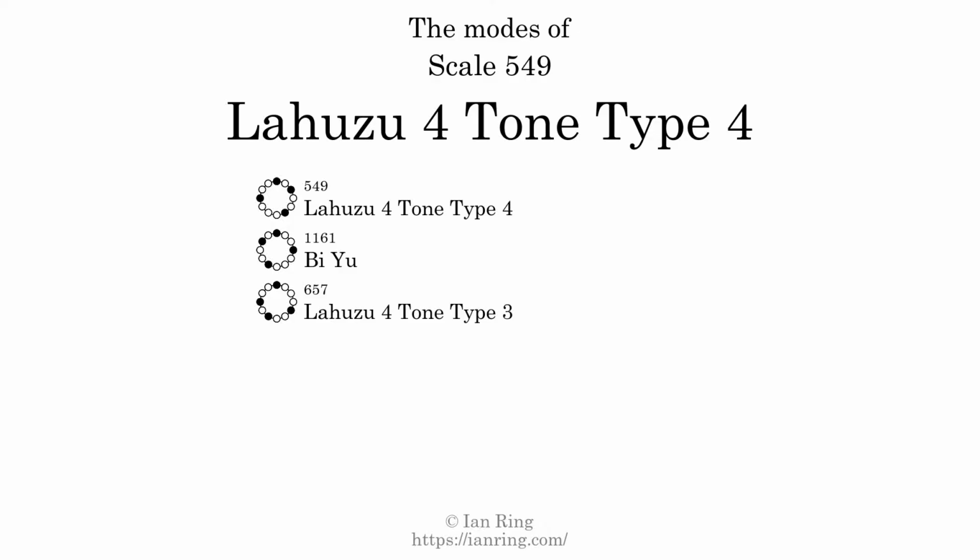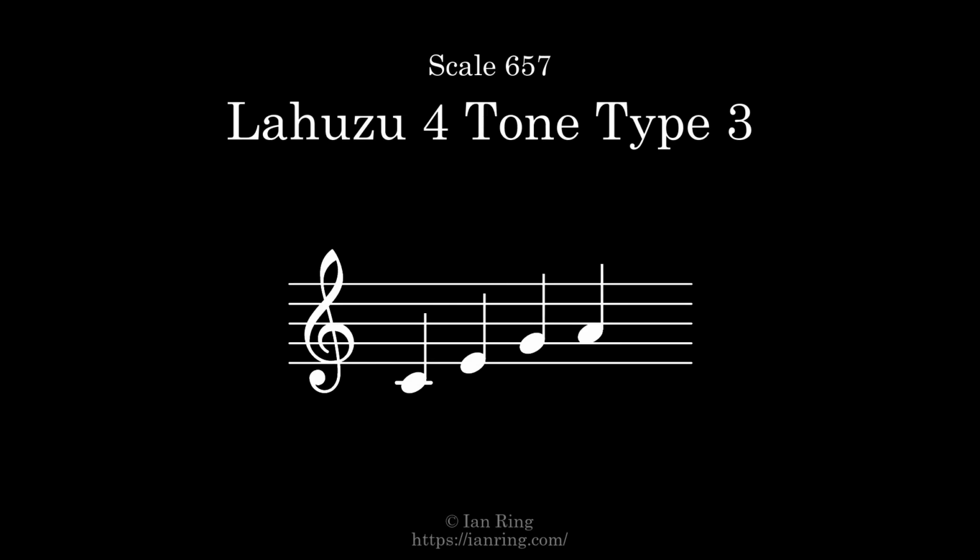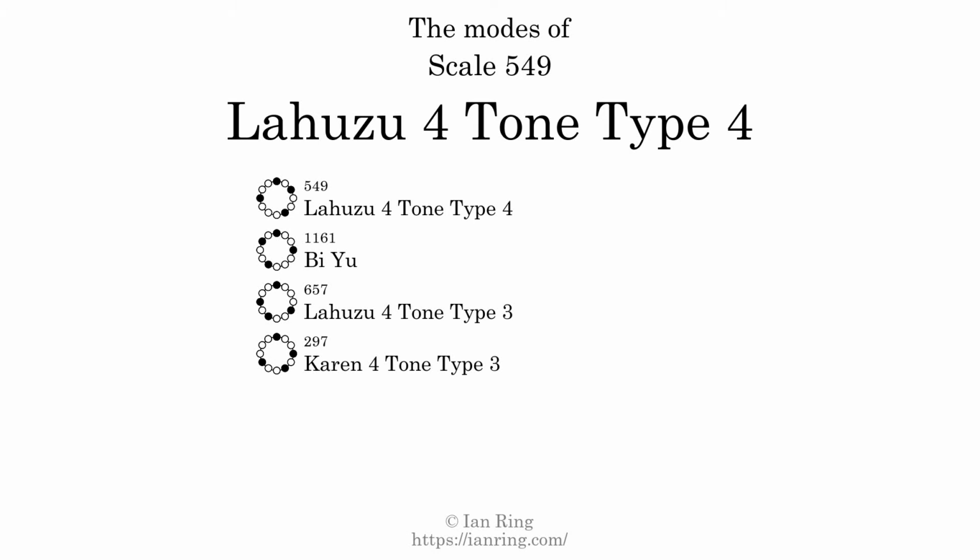The third mode is scale 657, also known as Lahuzu 4-tone type 3. It sounds like this. The fourth and last mode is scale 297, also known as Karen 4-tone type 3. It sounds like this.